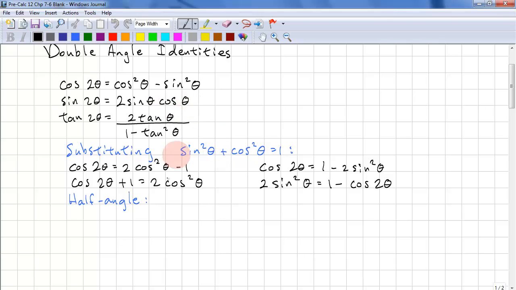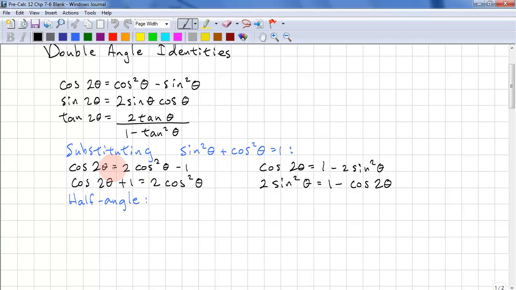For the first one, we need to replace sine squared theta. We'll move sine squared theta over to the other side and we get minus sine squared theta. We move the 1 over to this side and we get minus 1. So now we have 2 cos squared theta minus 1. Similarly, on this next one, we want to replace cos squared theta, so we'll move the sine squared theta over to the other side. So we have 1 minus sine squared theta, minus another sine squared theta, so we have 1 minus 2 sine squared theta.